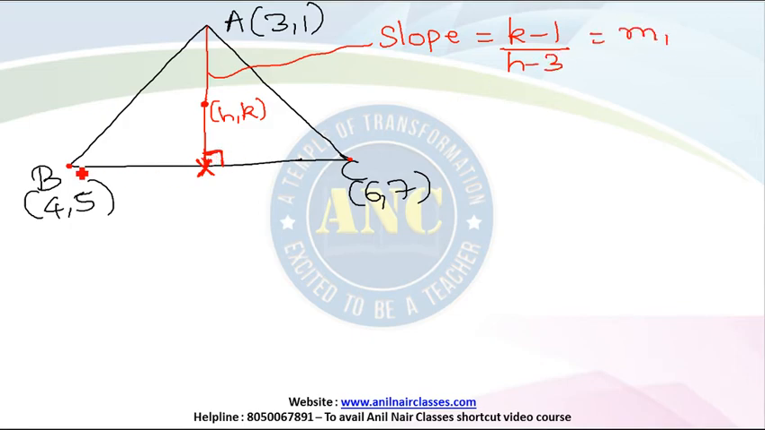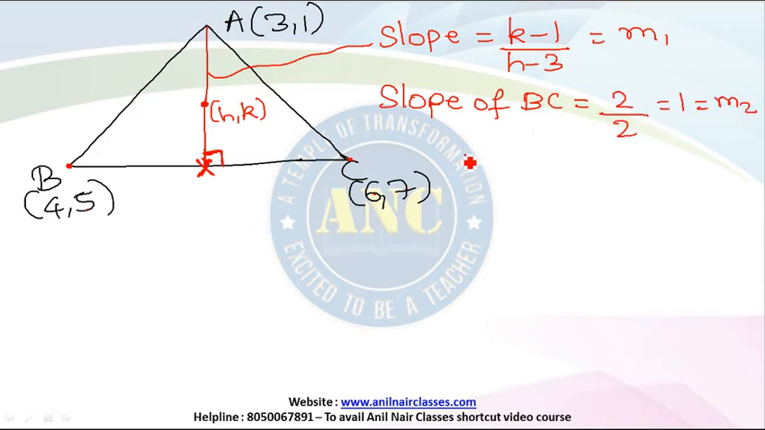And it is perpendicular to which line? It is perpendicular to BC. Same as my previous problem, no change in the approach. Perpendicular to BC means find the slope of BC. 7 minus 5 is 2, 6 minus 4 is 2. It is again 2 by 2 in this case also. That means it is 1, which is nothing but m2. So what we know is that the product of the slopes of two perpendicular lines is minus 1.